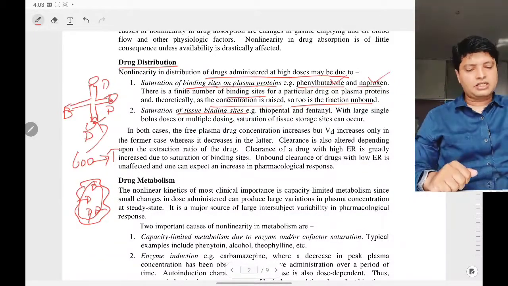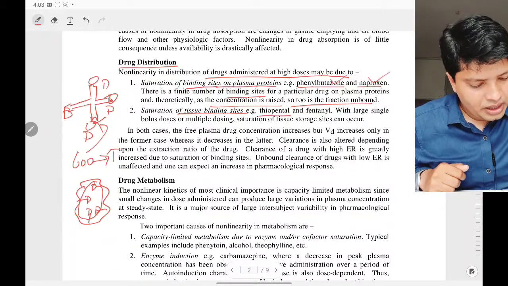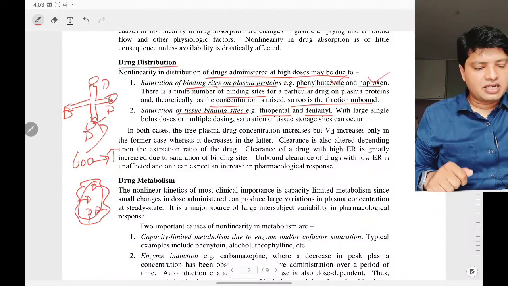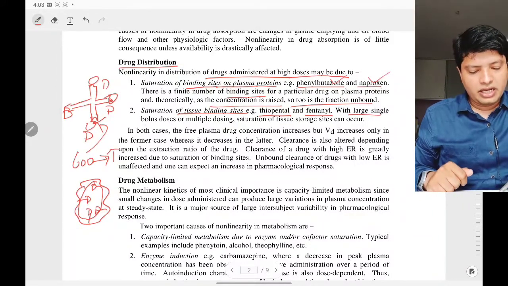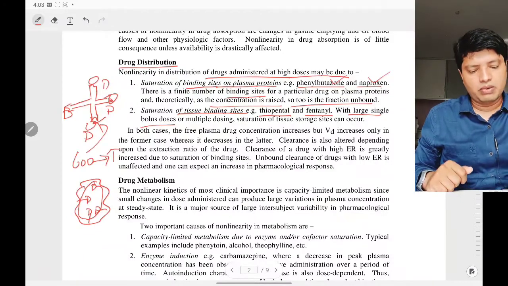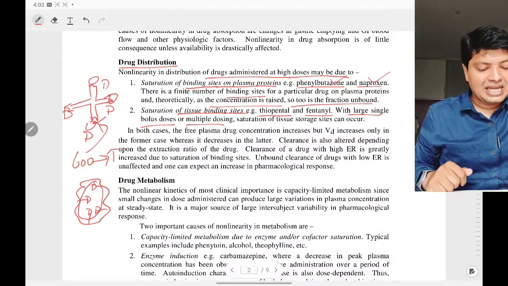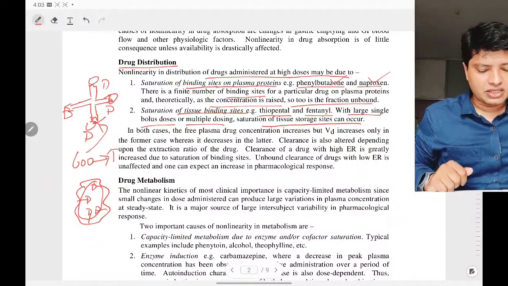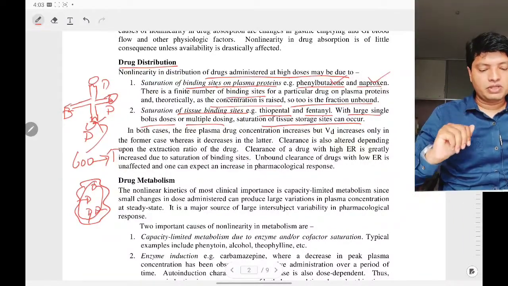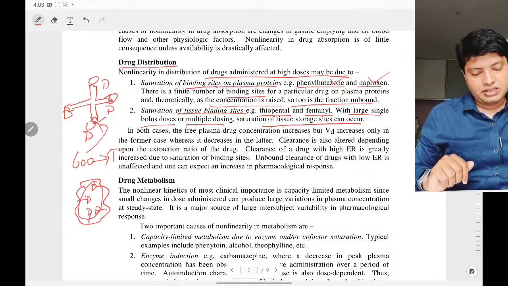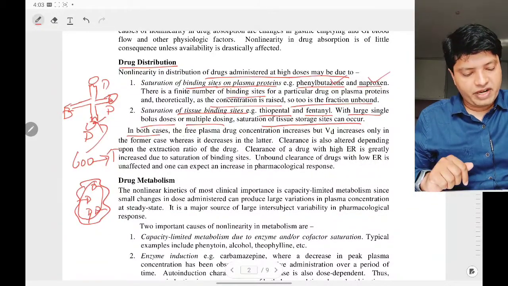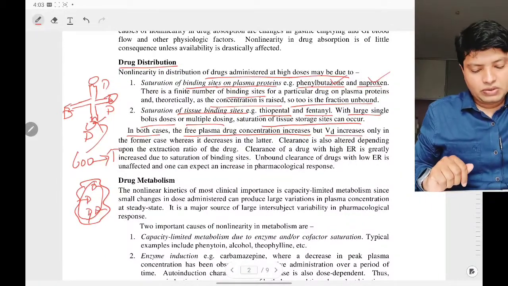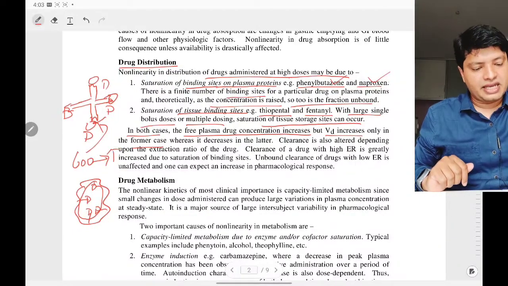That is what the textbook is also saying. See here, thiopental and fentanyl. If you give these drugs in a large single bolus dose or multiple dosing, saturation of tissue storage sites can occur. This saturation will occur, and due to this the volume of distribution decreases. See here, in both cases the free plasma drug concentration increases, but volume of distribution increases only in the former case.